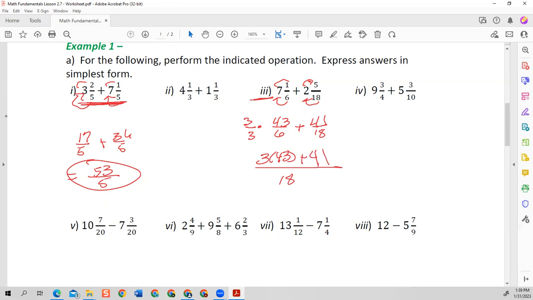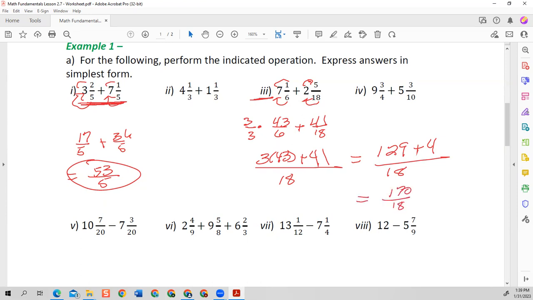So let's go ahead and multiply it out. 3 times 43 gives me 129. And then I'm going to add the 41. And that gives me 170 over 18.